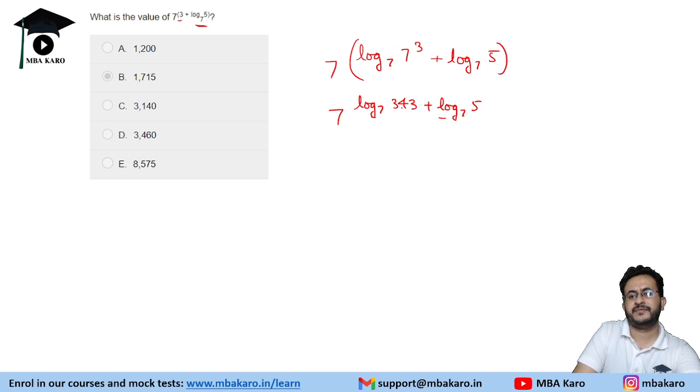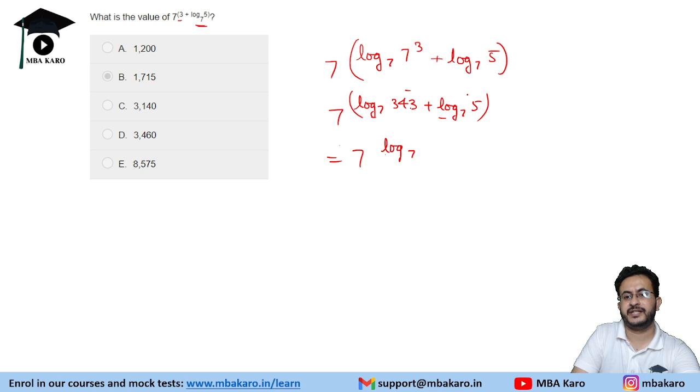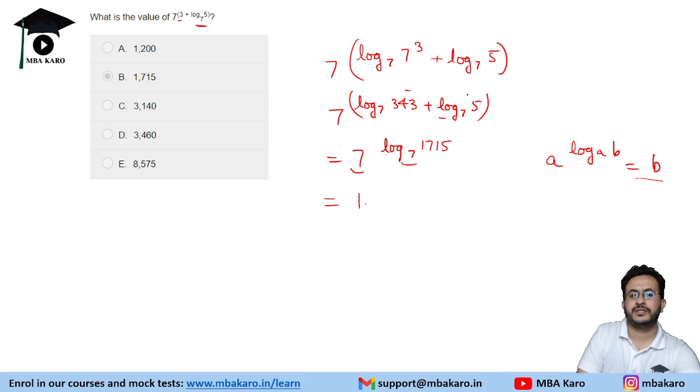Now the base is the same, we are adding, that means we need to multiply the numbers. So that is 7 raised to the power log 7, 343 into 5. 343 into 5 is 1715. Now when you have the expression a raised to the power log a of b, that is equal to b. So this value is 1715.